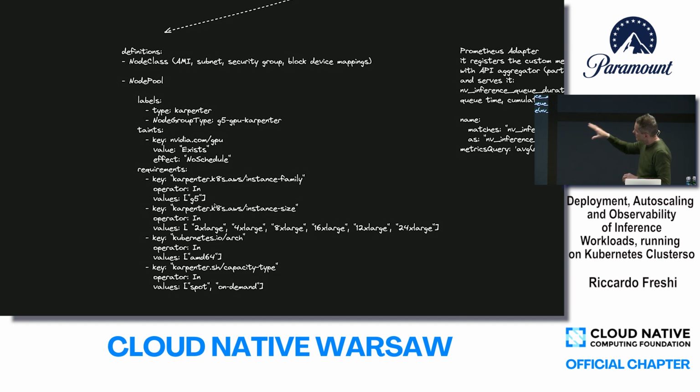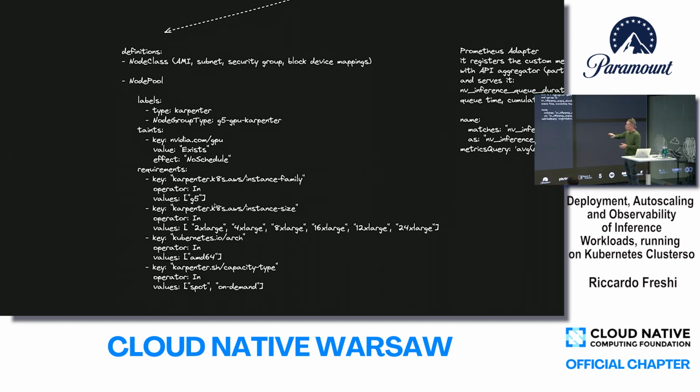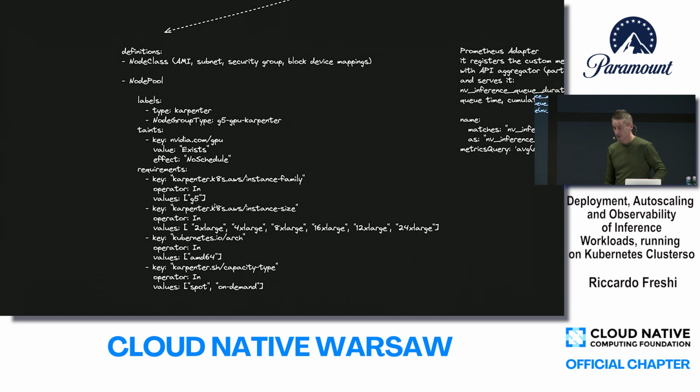So this is a snippet that shows what we are setting in the pattern that we are using, the design pattern. In this case, you can see that we are using a G5, which is a GPU instance, and where you see instance size down below, we tell Carpenter that it can choose between all these sizes.